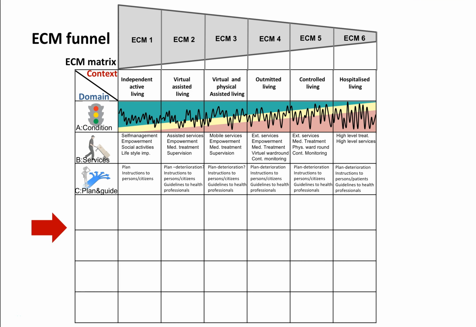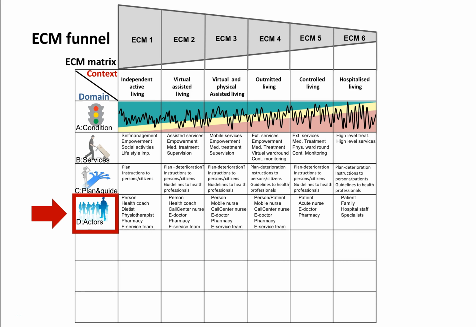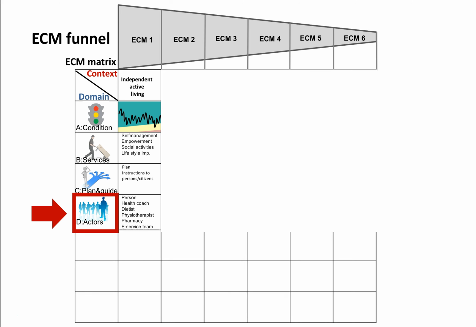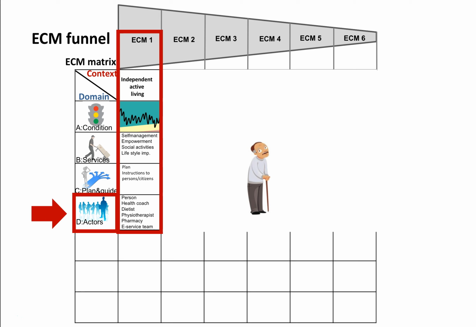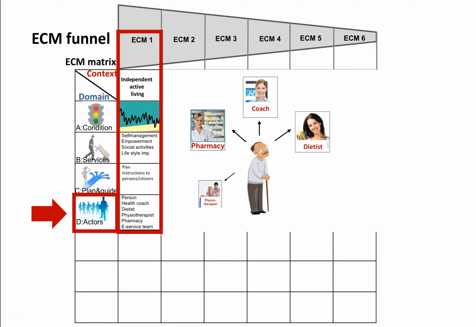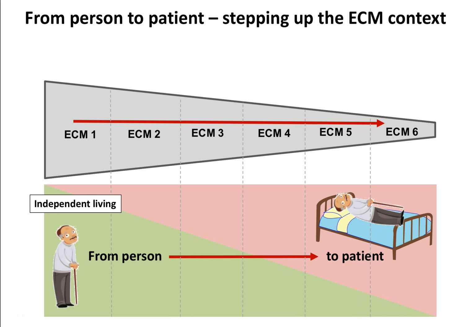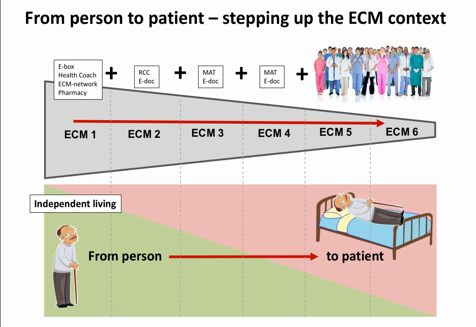Domain D contains information on the ECM network of actors and their organizational affiliation, that is, their roles and relationships. The citizen role is dominant in ECM1, as well as related advisory and supportive professional roles in the form of healthcare coach, pharmacist, dietitian, etc. As the context moves to the right, the citizen role becomes more and more the patient role, which is dominant in ECM6, where the citizen is hospitalized and treated by the healthcare staff at the hospital.